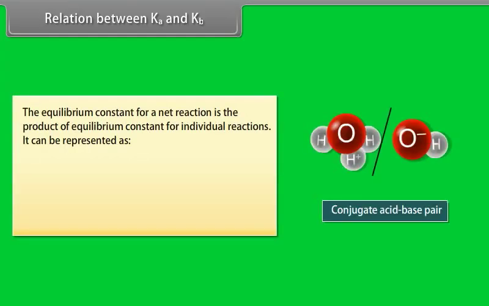The relation between Ka and Kb. The equilibrium constant for a net reaction is the product of the equilibrium constants for the individual reactions. It can be represented as K net equals K1 times K2 times K3, and so on. For a conjugate acid-base pair, Ka times Kb is equal to Kw.